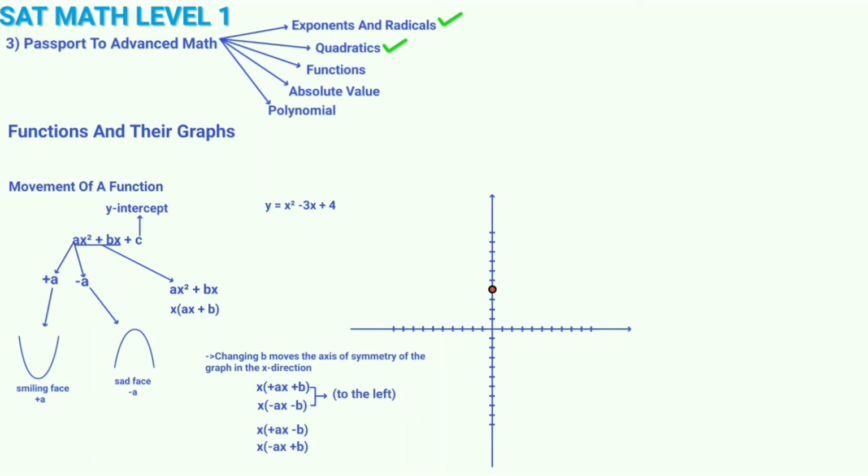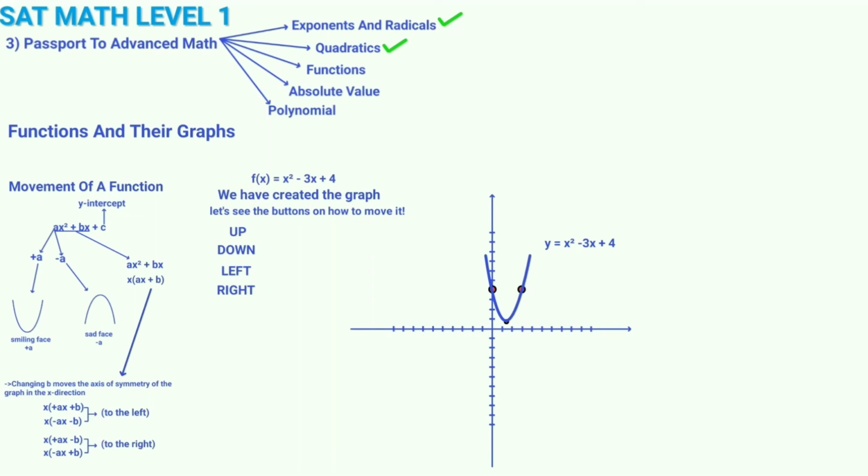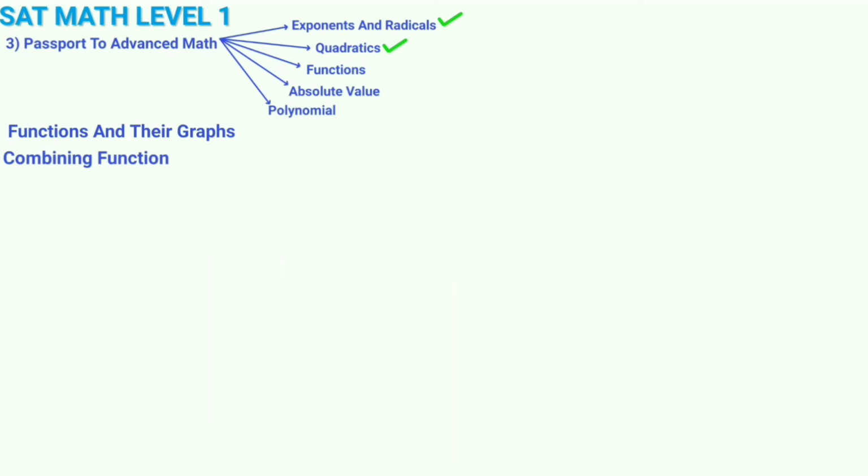This is optional. If you don't want to learn this, you can skip it, but still, knowledge is beautiful. Straight to the right. We have created the graph. Let's see the button on how to move it: up, down, left, right. Just see it carefully. It's a little tricky, but it's really easy if you just get the hang of it.